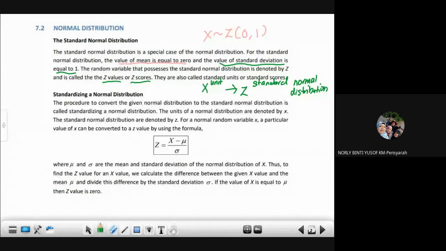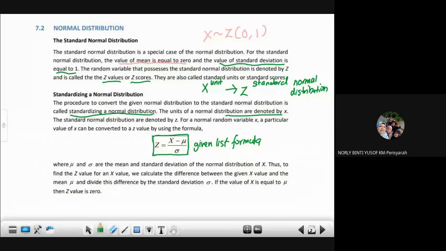Okay, so standardizing a normal distribution, formula score Z ni converted into Z. This one is given in the list formula in the exam. That means you have to standardize the score Z first before you read the table normal. The procedure to convert the given normal distribution to the standard normal distribution is called standardizing normal distribution. The unit of normal distribution are denoted by X, and the standard normal distribution are denoted by Z.